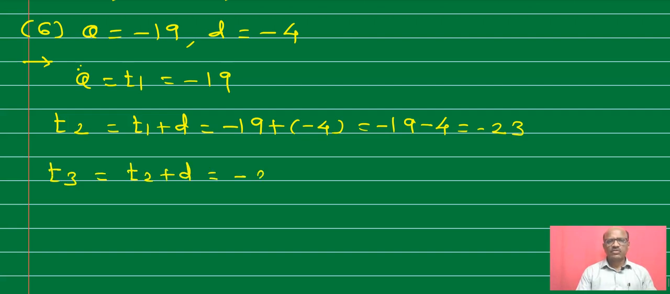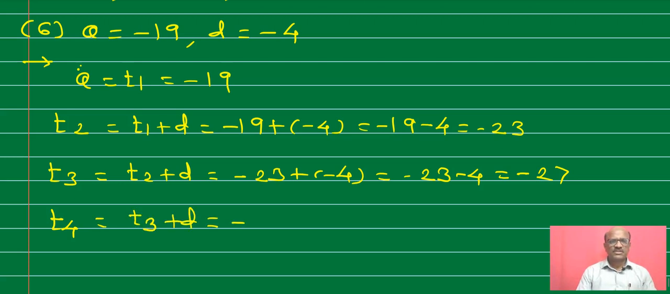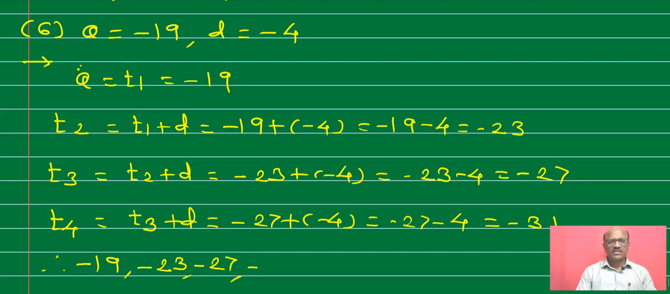T3 is equal to T2 plus D, that is minus 23, and D is minus 4. Minus 23 minus 4, minus 27. T4 is equal to T3 plus D, that is minus 27 plus in bracket minus 4, minus 27 minus 4, that is minus 31. Therefore, the terms of the AP are minus 19, minus 23, minus 27, minus 31, which is the required AP.